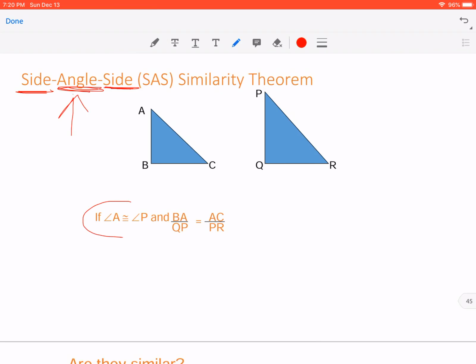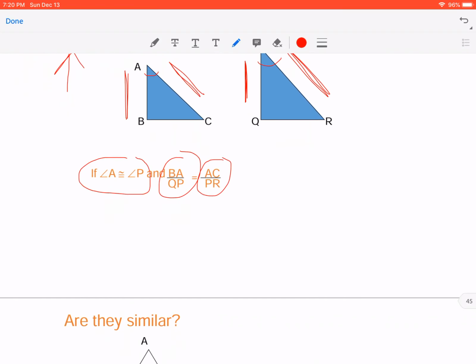So here they're telling you A and P are congruent. So I'm going to put a mark here and a mark here. And then we're talking side BA or AB over QP. Whatever that ratio is, maybe it's 0.4, maybe it's 0.5, maybe it's 0.75, I don't know. But it should be the same as AC over PR. That one right there. You got to have the same ratio. And again, easiest way to do this, take your calculator and divide.